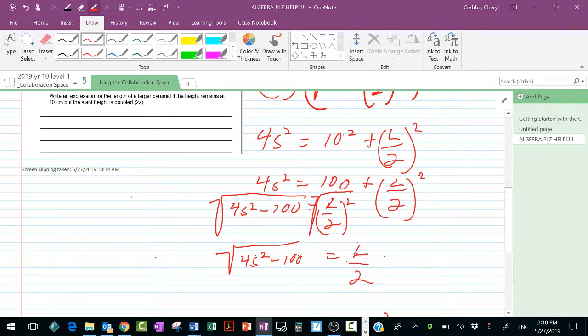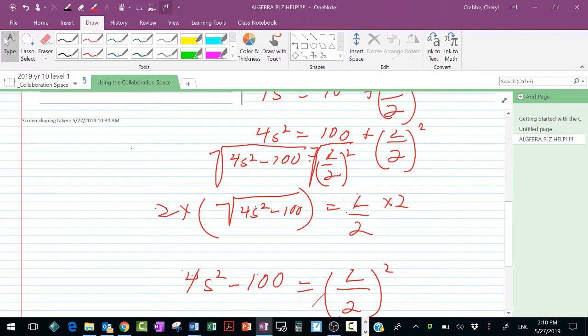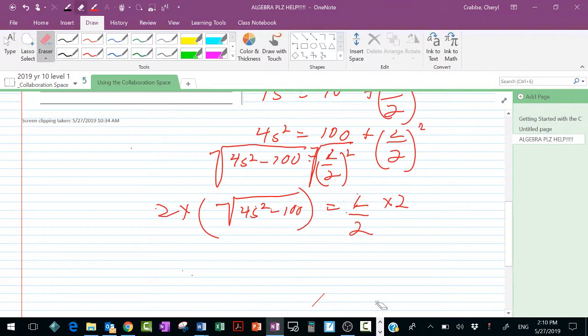See, square rooting a square undoes it. Squaring a square root undoes it. Now, all I have to do at this point is times by 2, and I have to take this whole thing here and times by 2. This is the expression in terms of L, right? I'm going to get L equals, because these will cancel, 2 times the square root of 4s squared minus 100.